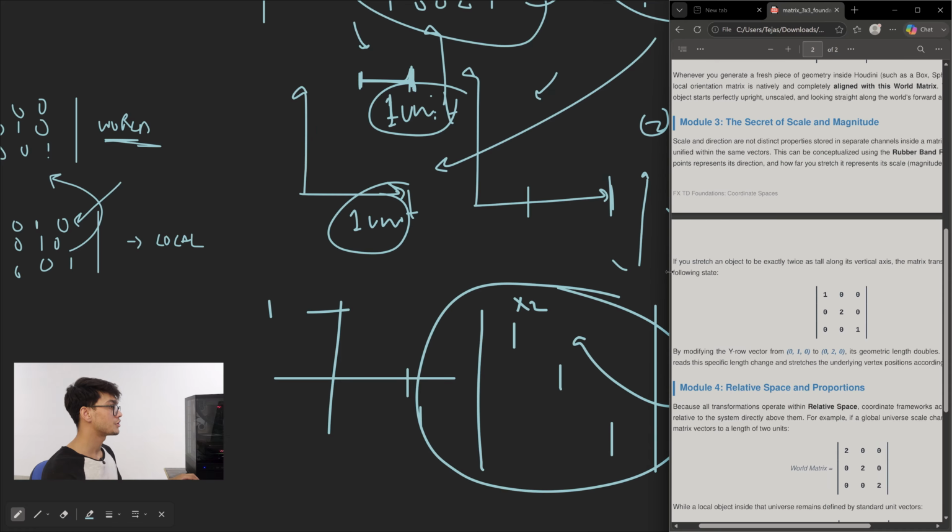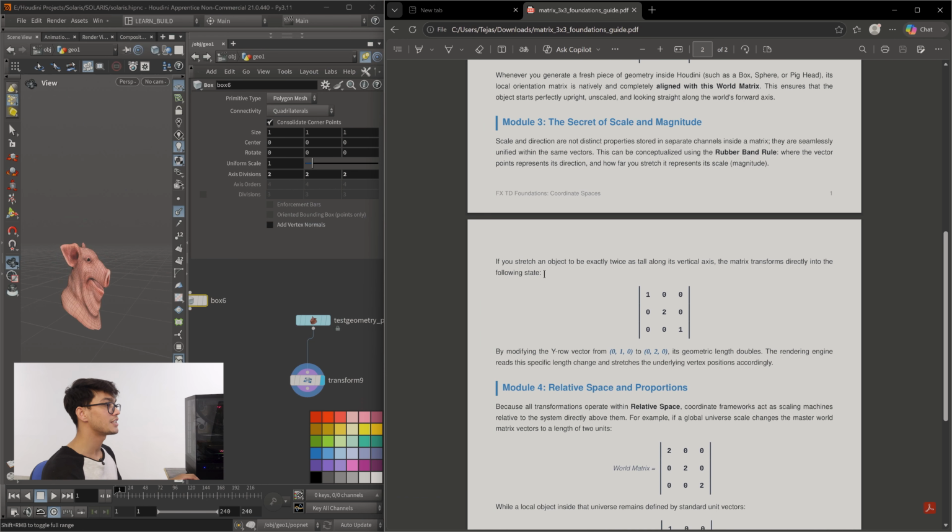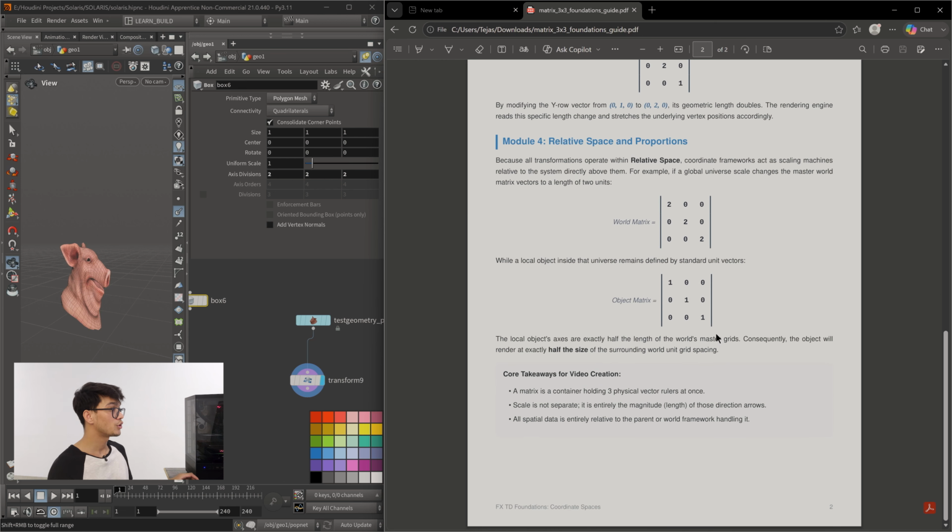And if you just stretch an object to exactly twice as tall along its vertical axis, the matrix transforms directly into the following state. You will see this is our scale. It also says direction, but it can also scale our object in the y. Its geometric length doubles. The rendering engine reads a specific line, changing in structure. Module 4, we have relative space and proportions.